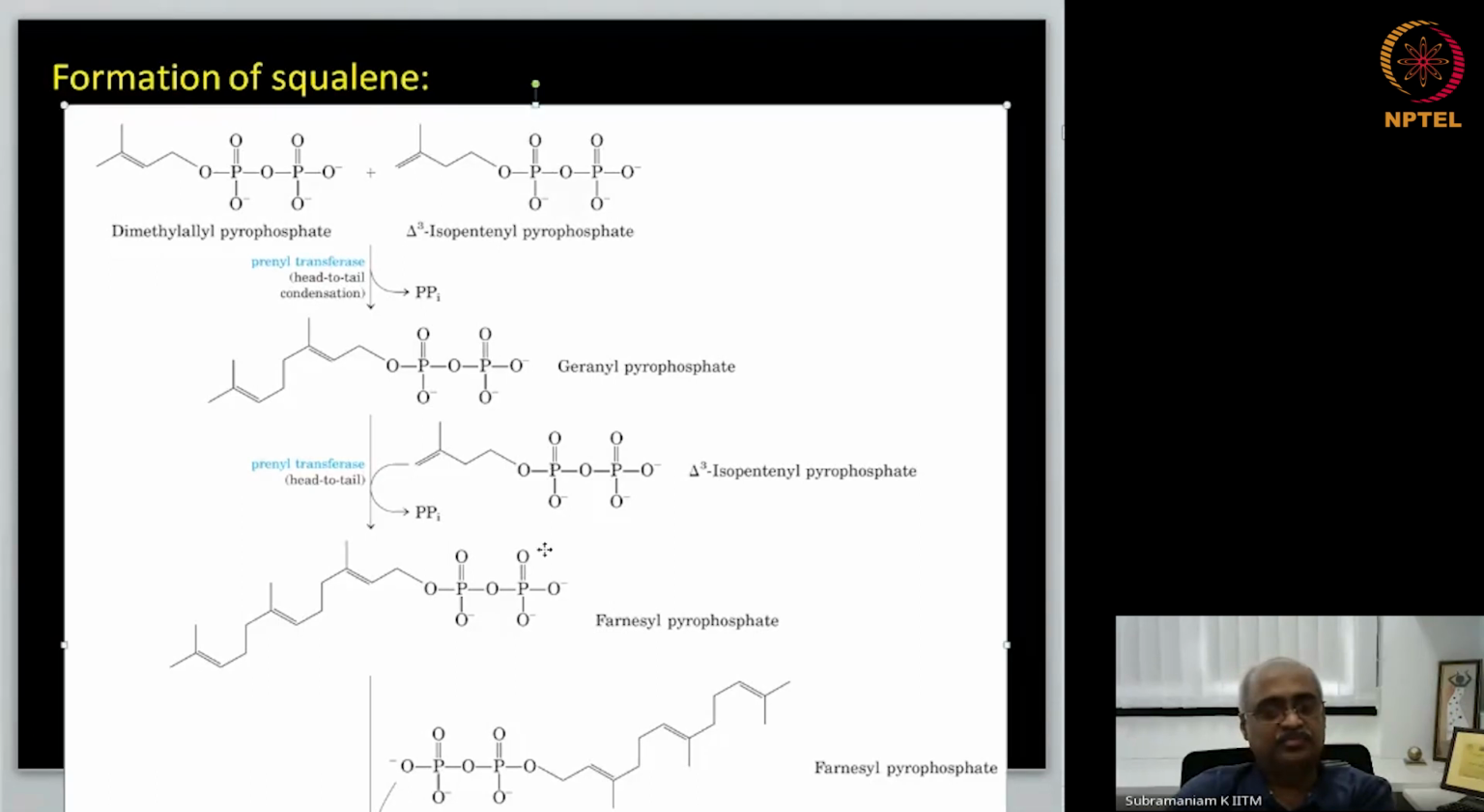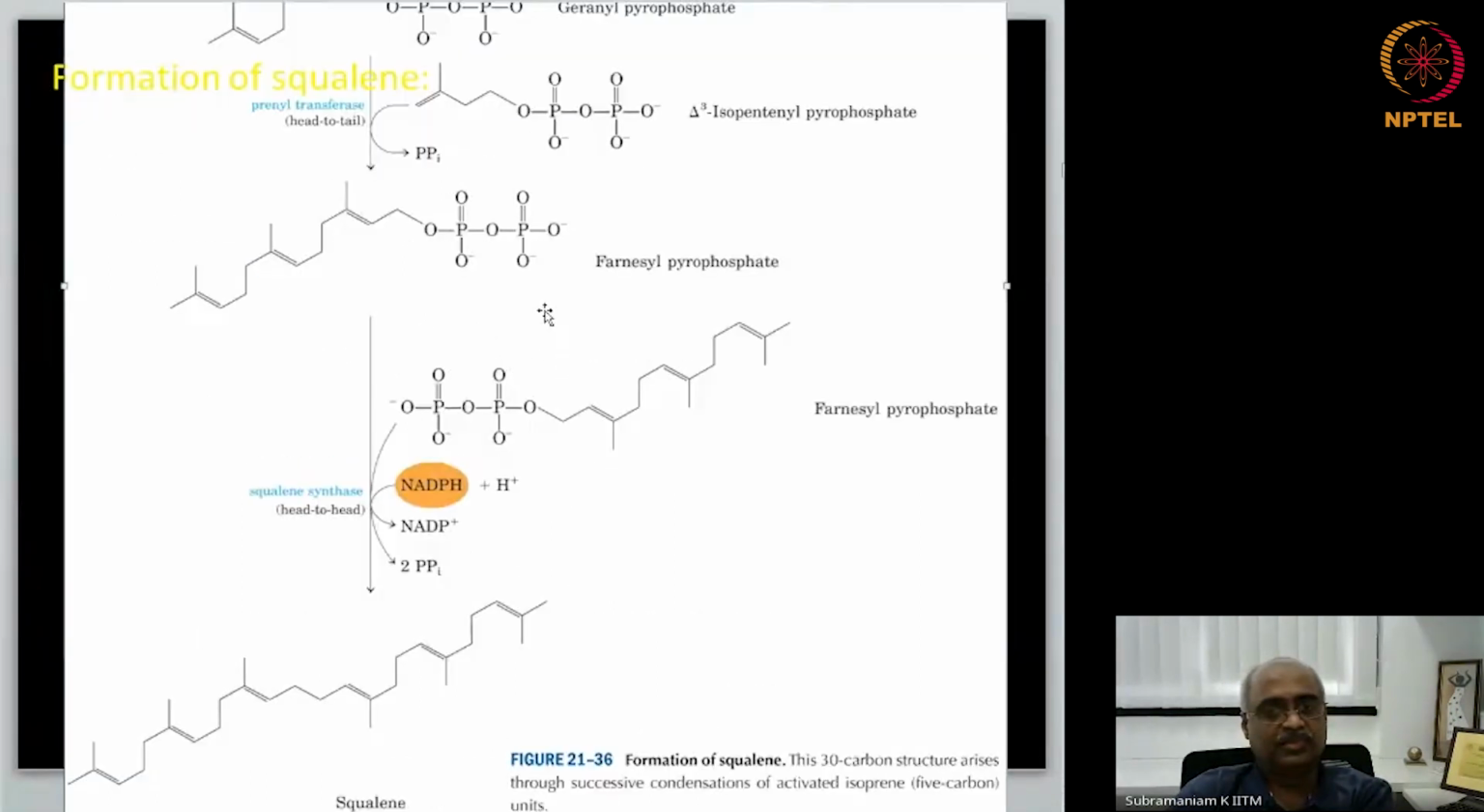And so 2 molecules of farnesyl pyrophosphates, head to head condensation, squalene synthase. So 15 plus 15 you form the 30 carbon squalene. Okay, so this is the third step. And this involves NADPH oxidation, and then this pyrophosphate is released. So you have the squalene molecule. So it's a linear 30 carbon chain.